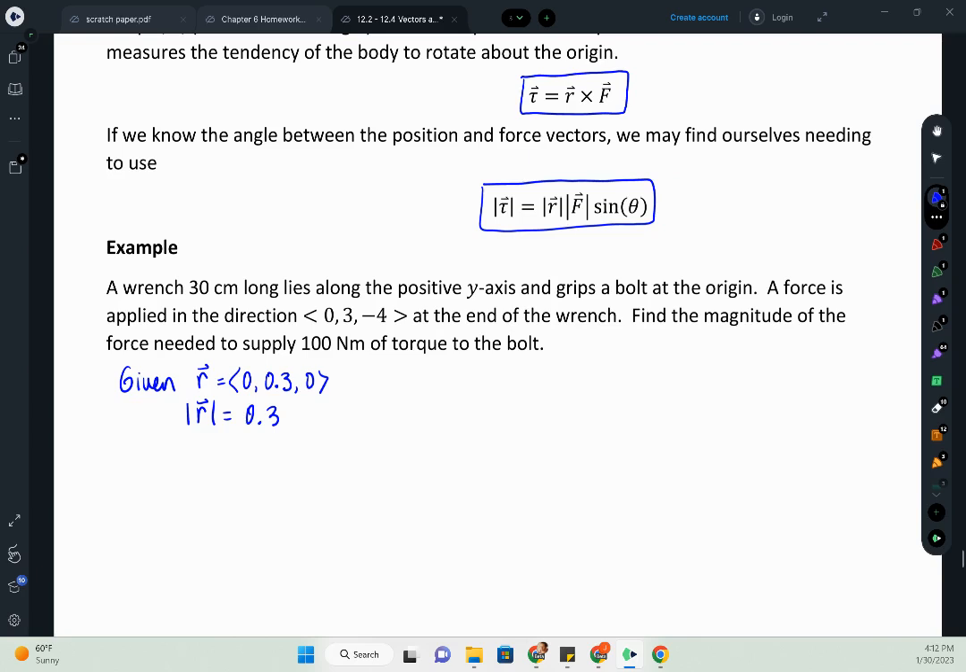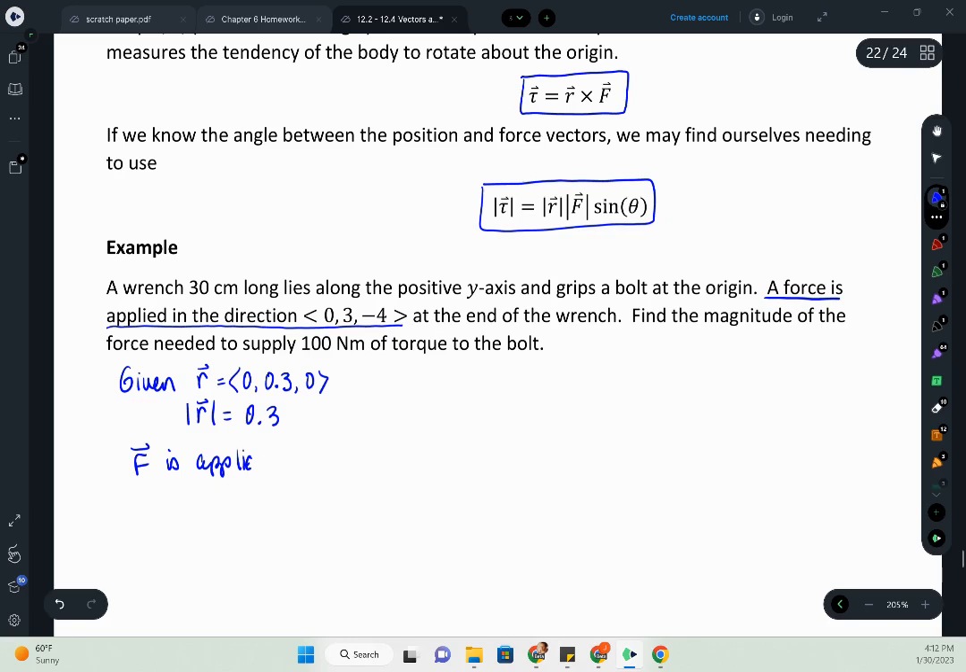Now the force, this is the tricky part of the question. The force is applied in the direction of 0, 3, negative 4. That doesn't tell us what our force is. So this sentence right here, all that is telling us is that our force is applied in that direction. So F, our force, is applied in the direction of 0, 3, negative 4.